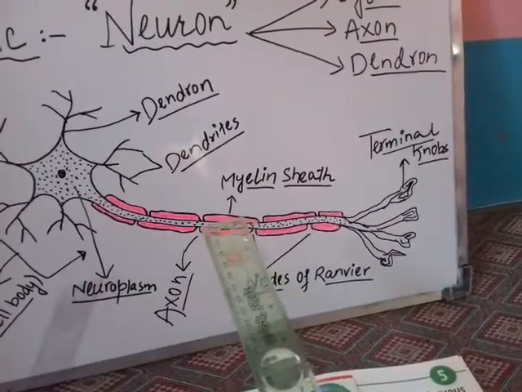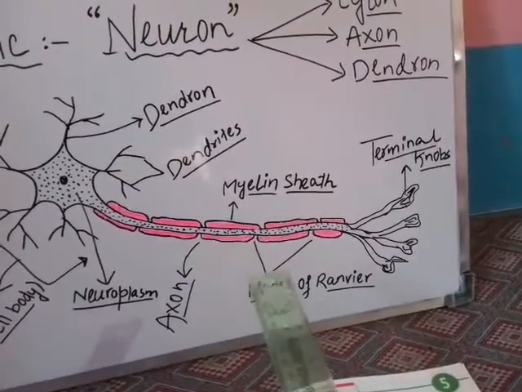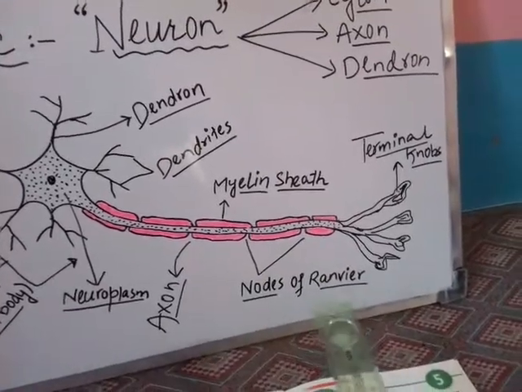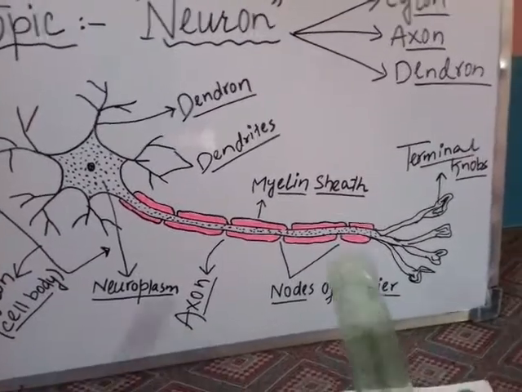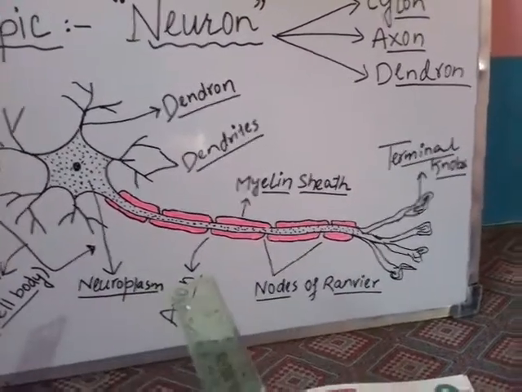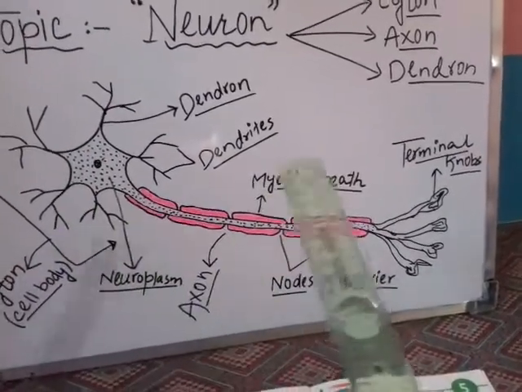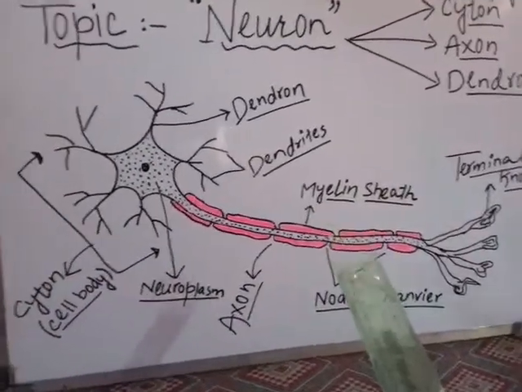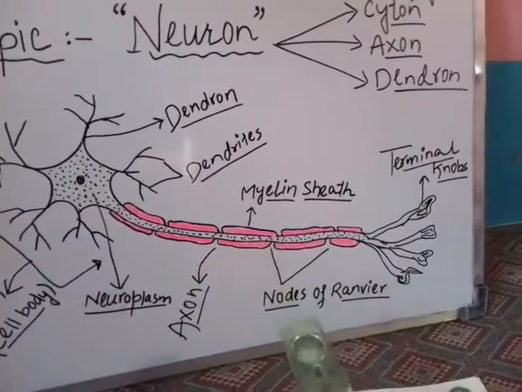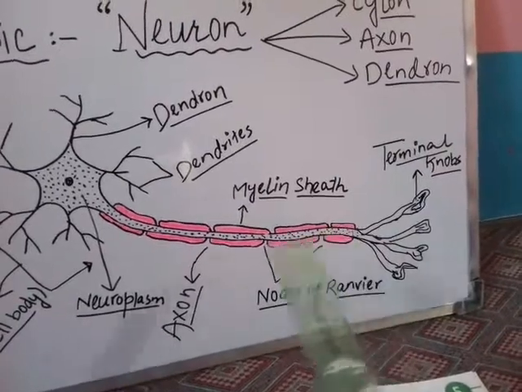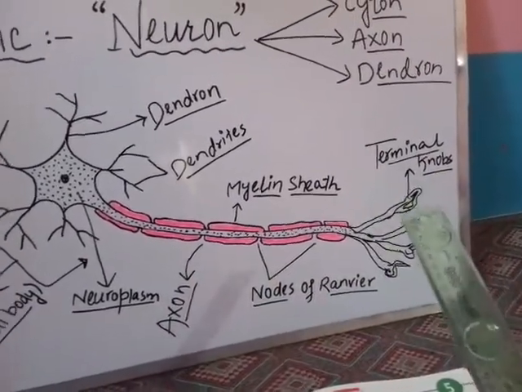So in between these parts there is a space. These spaces are called nodes of Ranvier. There was a scientist named Ranvier, and he discovered these nodes on the axon. This is the longest fiber which arises from the cyton. It's covered by a case called the myelin sheath, and in the myelin sheath there are some interruptions, some nodes which are called nodes of Ranvier. Then this axon ends in terminal knobs. These are some branches which are called terminal knobs.